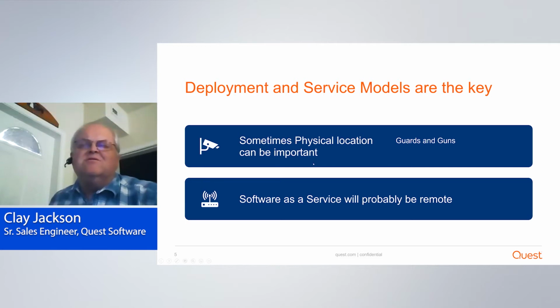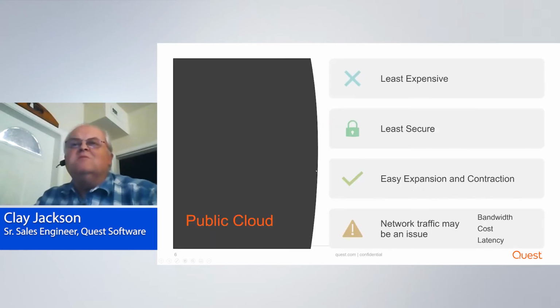Now, one thing you want to consider there is if you're doing software as a service, that's probably going to be remote. Your data is probably going to be remote, and you may not have much choice as to where you put it. So, public cloud: least expensive, least secure. It's very easy to expand and contract. Network traffic may be an issue. You want to consider bandwidth, cost, and latency. A lot of times you'll find that vendors charge for ingress and egress of data from the cloud, or they'll charge you very little to put your data into the cloud, but getting it back out may be expensive. So look at those things and consider those as you go.